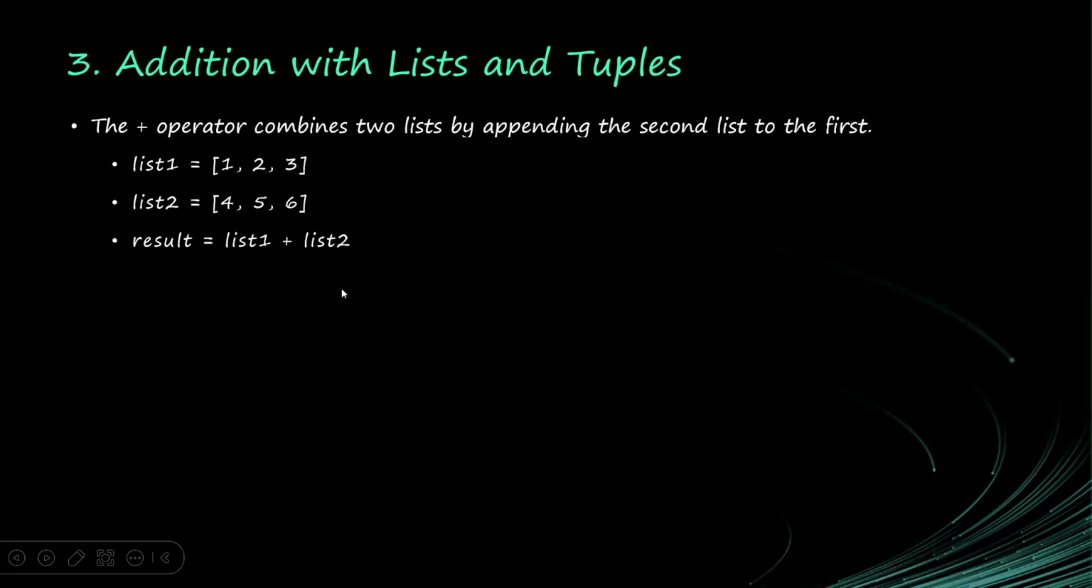So if I do something like this, list one plus list two, it is now going to take everything in list two and be adding them to this one. So one after the other. It will take 4, add it to the back of 3, so it will now be 1, 2, 3, 4. It will take 5, add it to the back of 4. It will now be 1, 2, 3, 4, 5. It will take 6, add it to the back of 5. It will now be 1, 2, 3, 4, 5, 6. So that's what we mean by appending.